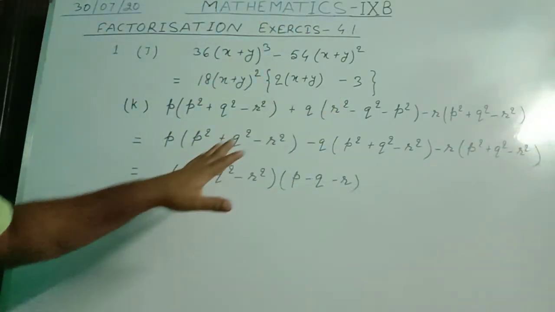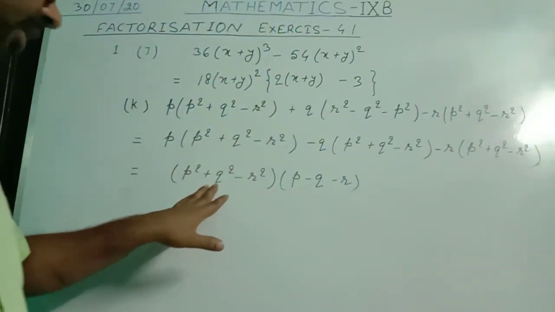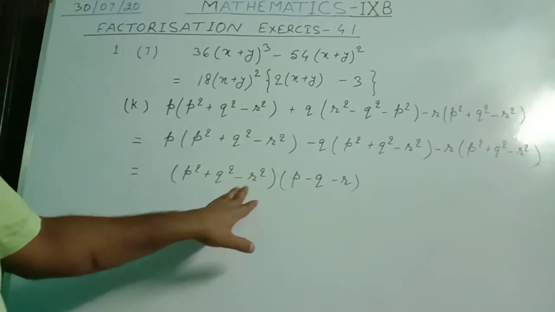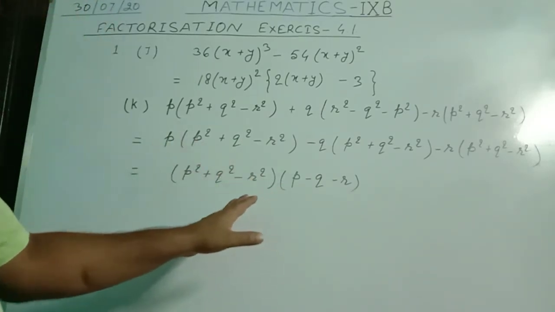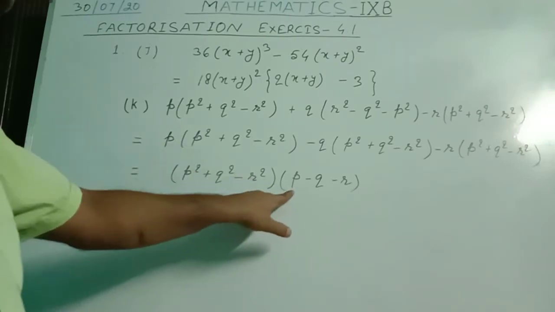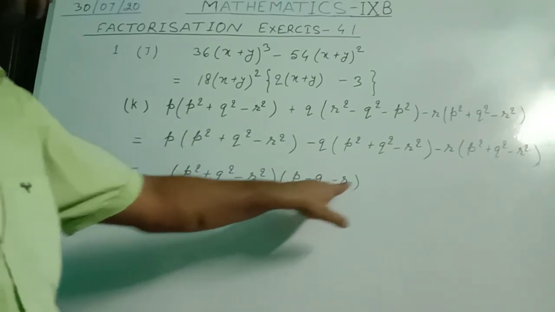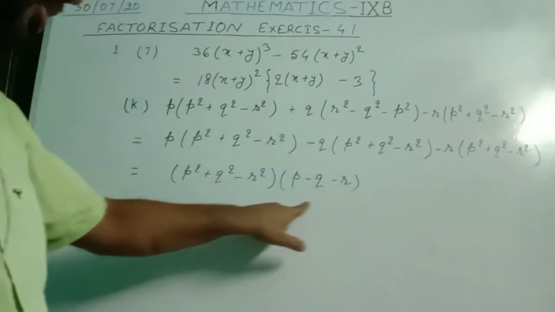So I took these three as common. (p^2+q^2-r^2) became common. So what is left in the bracket? p is left, I wrote it here. Minus q is left, I wrote it here. Minus r is left, I wrote it here. This became the answer.